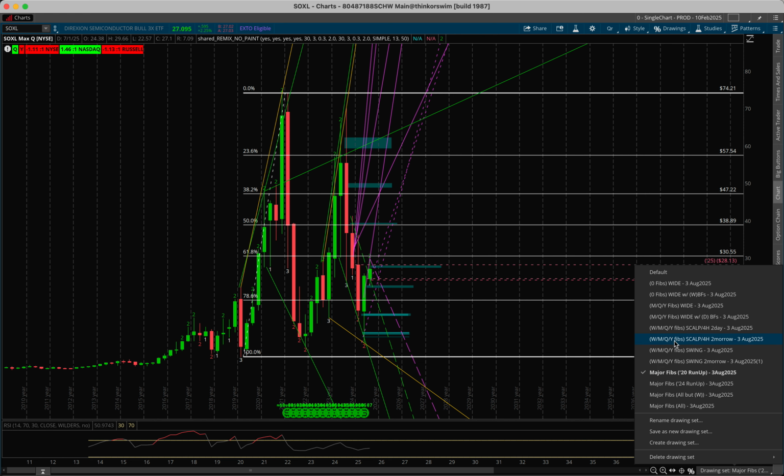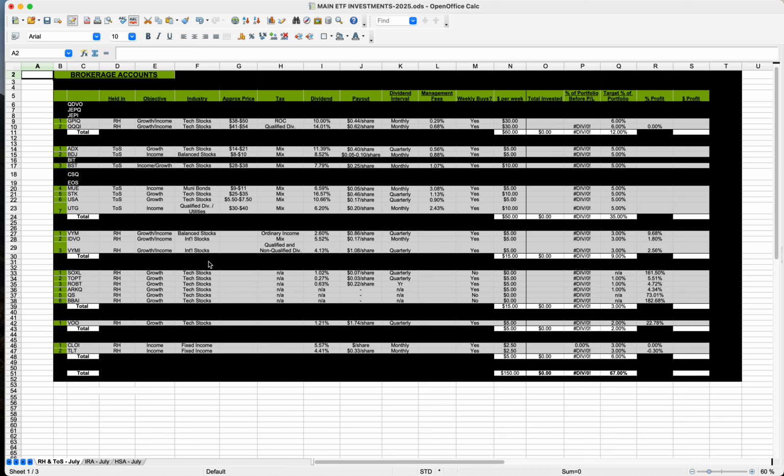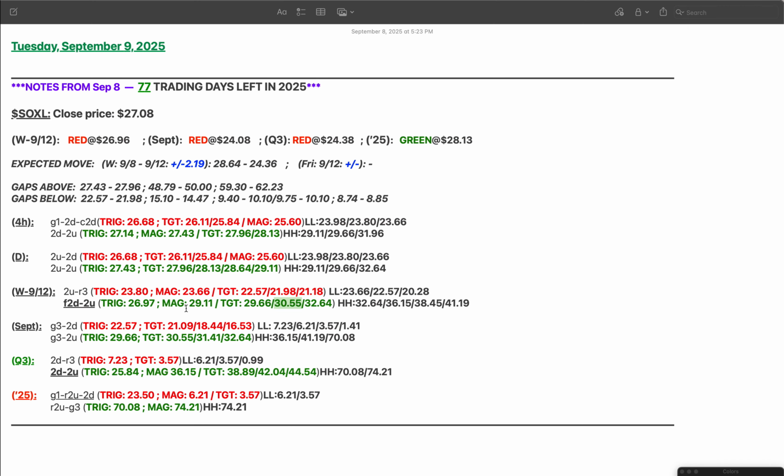Actually, we're not looking at it on the chart. Let's go back to our notes. So if we look at our notes again, we got the 3055 extended target and the 3264, which is a higher high in the week perspective. So from the month, we're in a 3. We haven't made a 2 up or a 2 down yet, right?